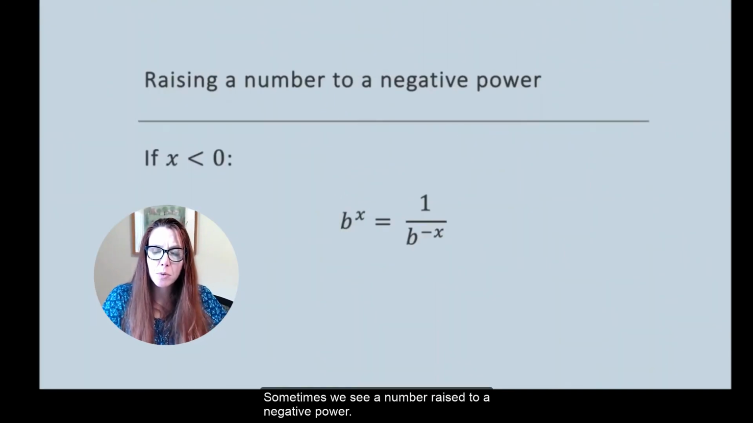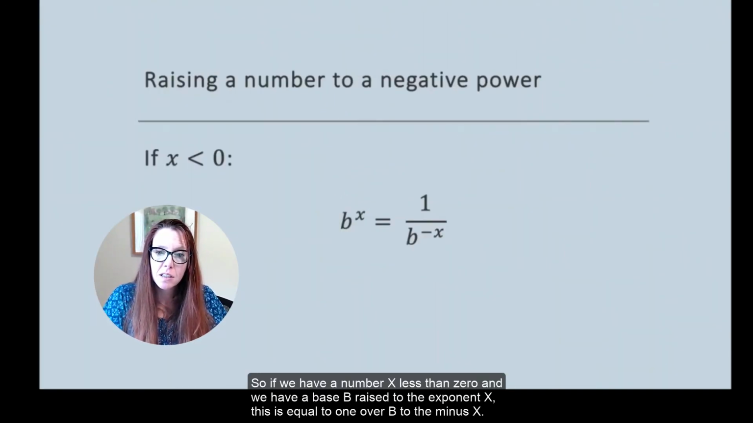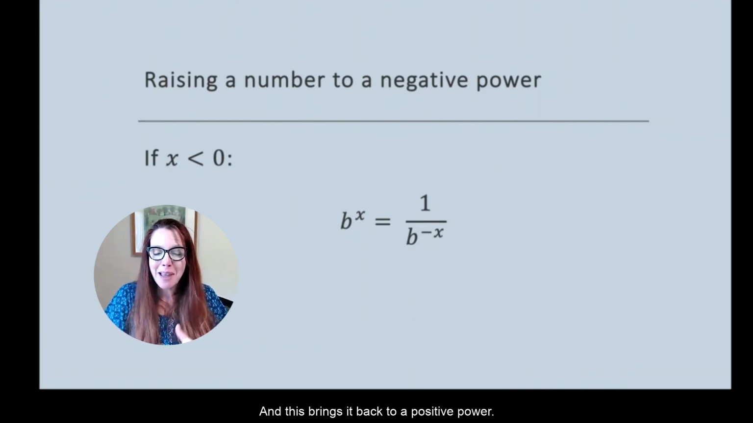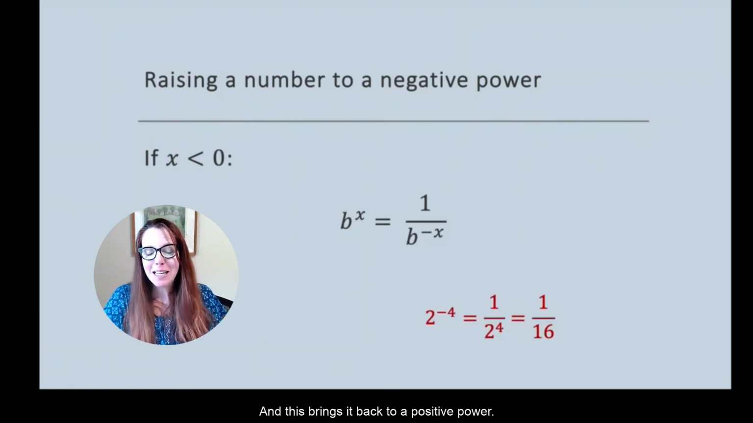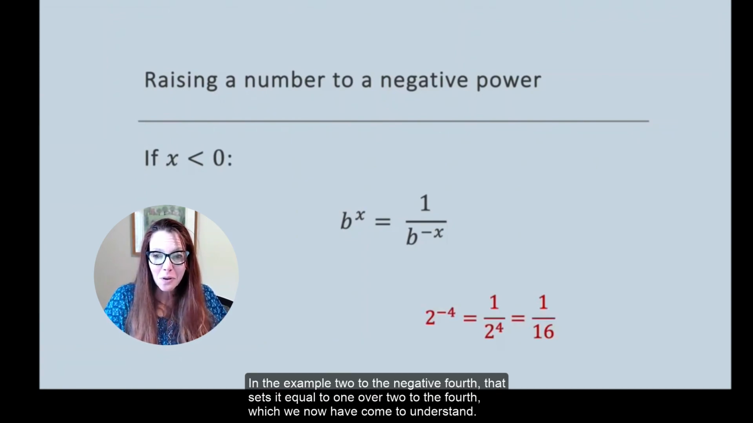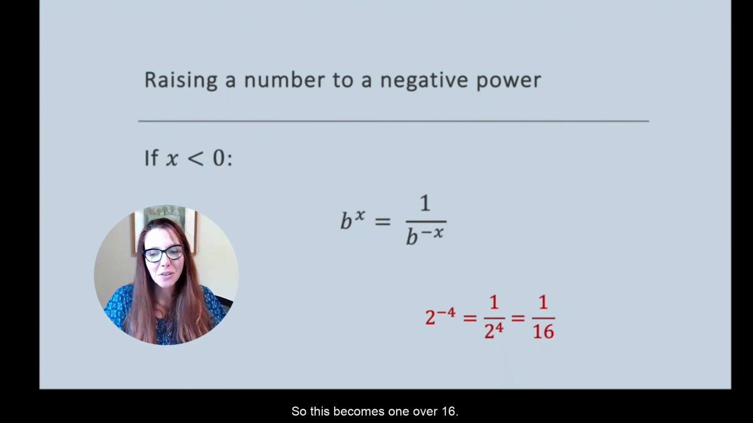Sometimes we see a number raised to a negative power. So if we have a number x less than 0 and we have a base b raised to the exponent x, this is equal to 1 over b to the minus x. And this brings it back to a positive power. So in the example, 2 to the negative fourth, that sets it equal to 1 over 2 to the fourth, which we now have come to understand. So this becomes 1 over 16.